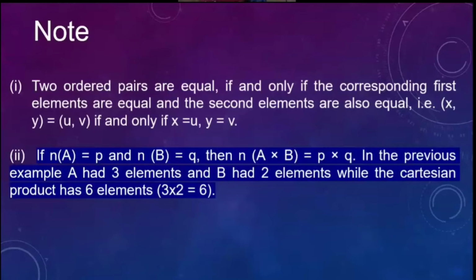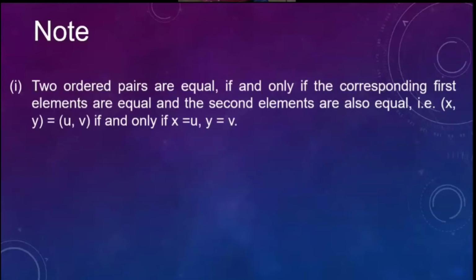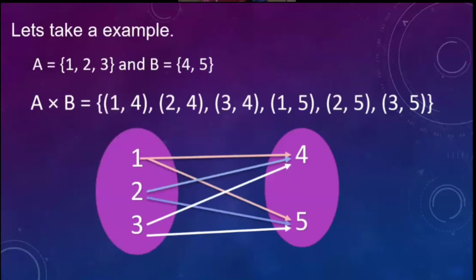While the Cartesian product has 6 elements. You can check in the previous example. See, I am showing again. In A you have 3 elements, in B you have 2 elements. So in their Cartesian product, how many elements in total do you have? 3 into 2, 6 elements.